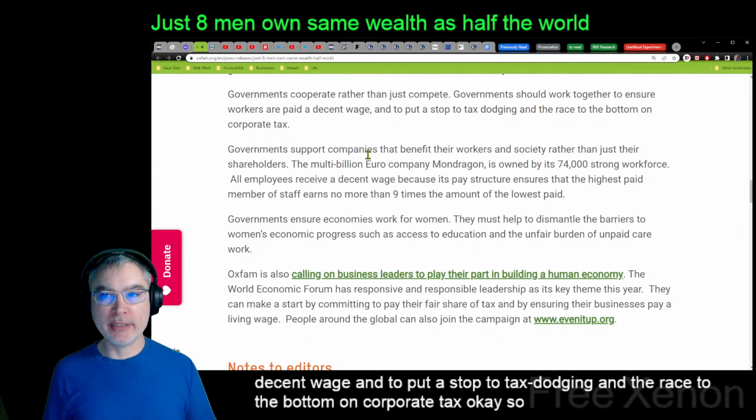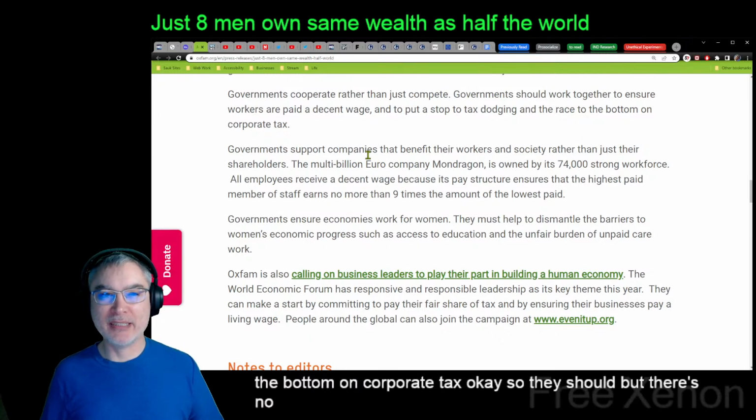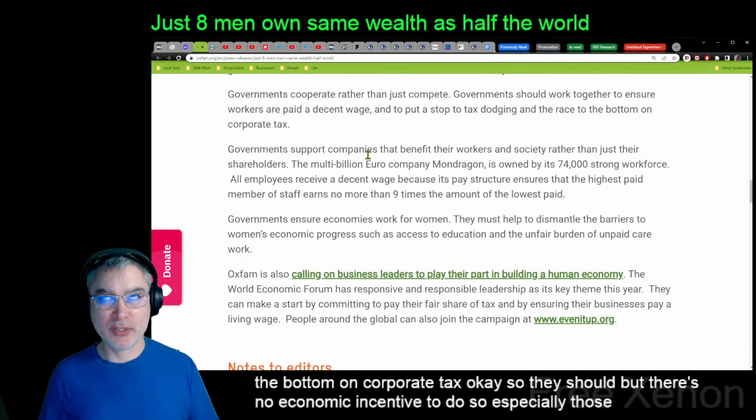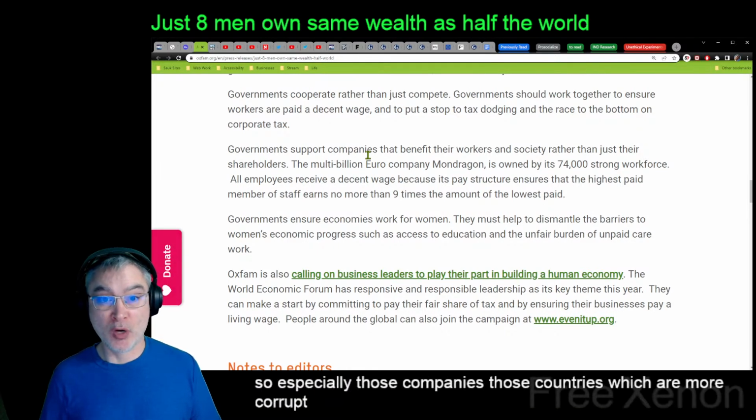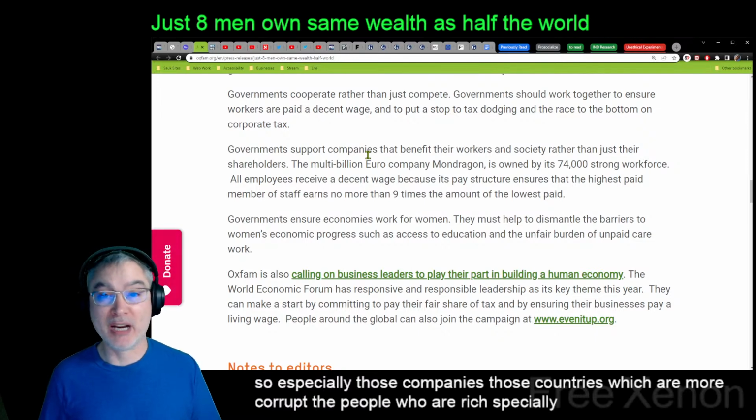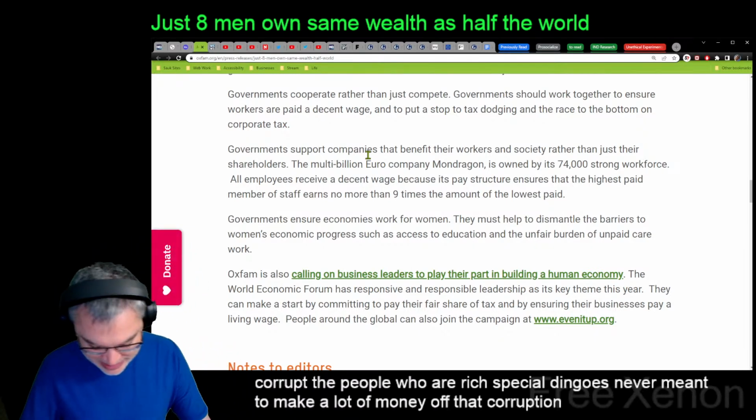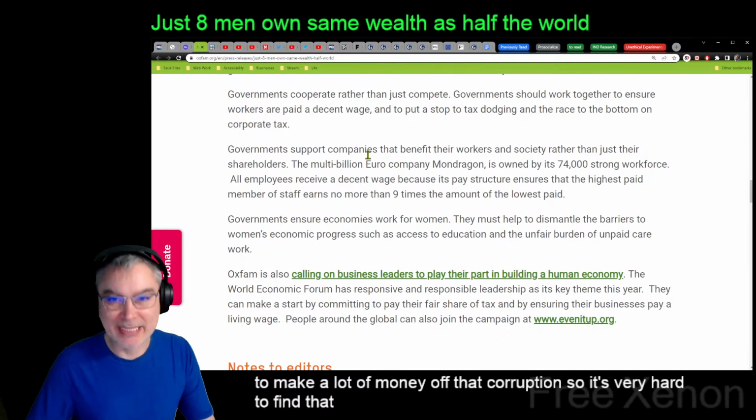Okay, so they should, but there's no economic incentive to do so. Especially those countries which are more corrupt. The people who are rich, especially those in government, make a lot of money off that corruption. So it's very hard to find that incentive to do so.